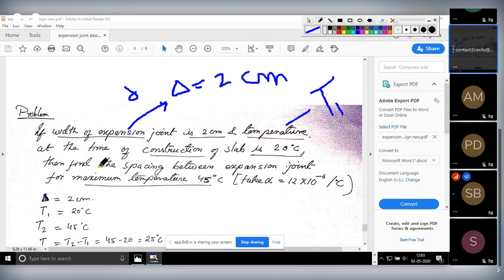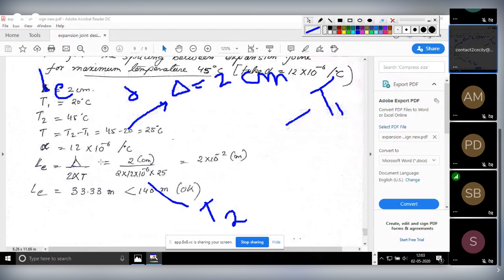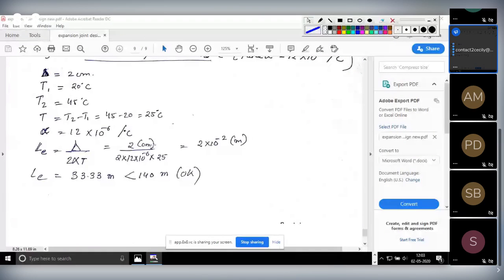Then T2 is the 45 degrees maximum temperature, yes, this is T2, and this is your alpha, they have given. So easy. We only have to put L_E for the expansion joint. Don't get confused with the unit. Again, I'm saying, if you take delta as 2 centimeter, whatever value we get will be in centimeter only. Clear?